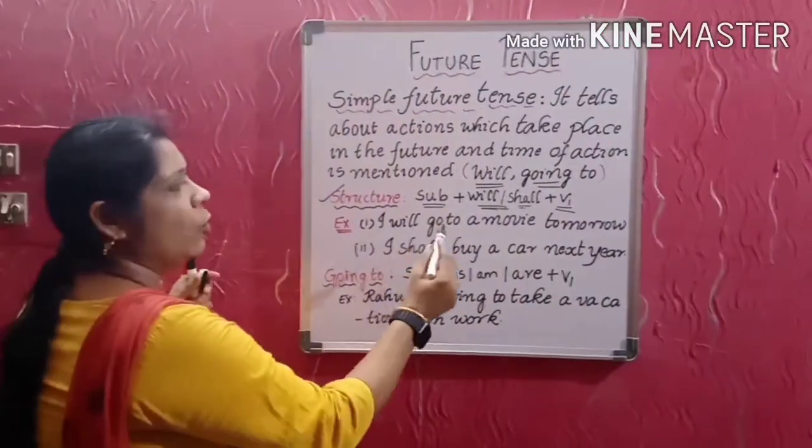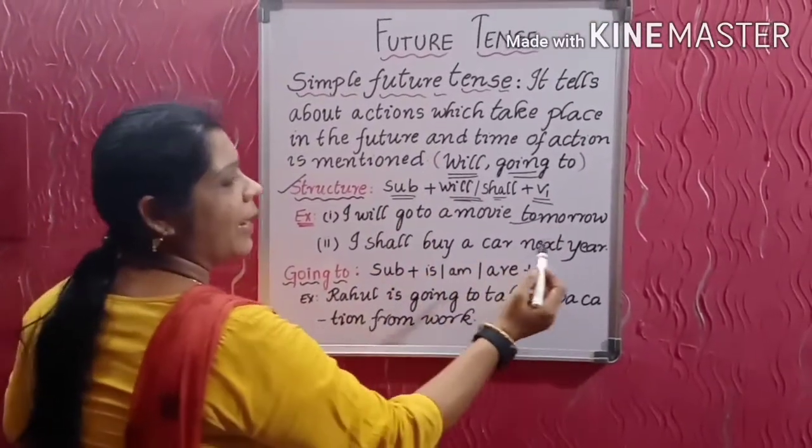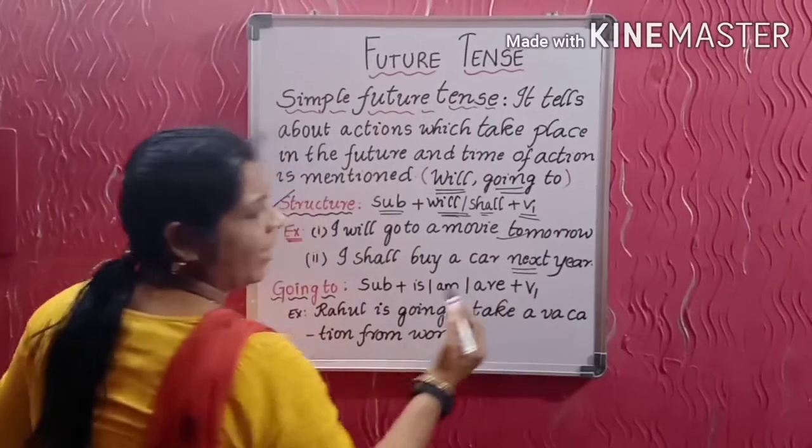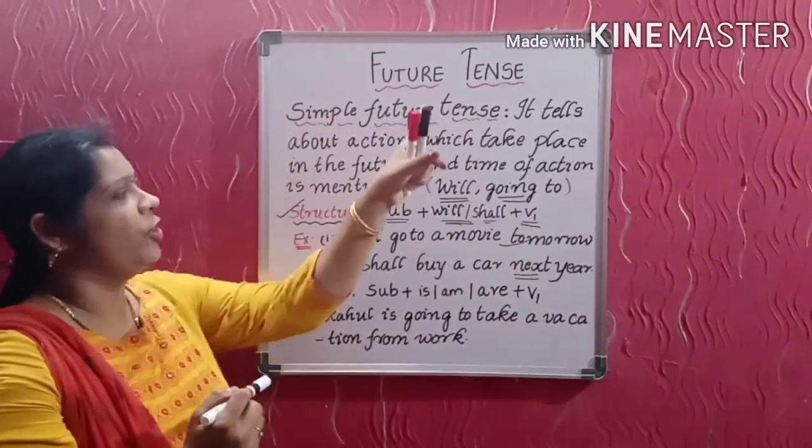Example like, I will go to a movie tomorrow. Tomorrow is the later time. I shall buy a car next year. So here the time of action is mentioned. So it comes under simple future tense.